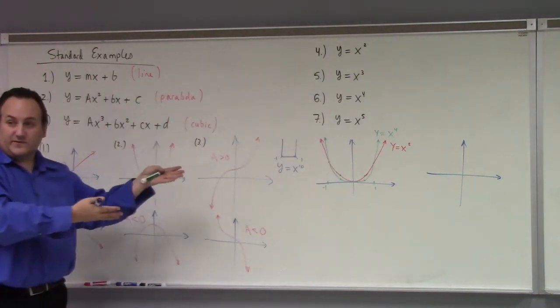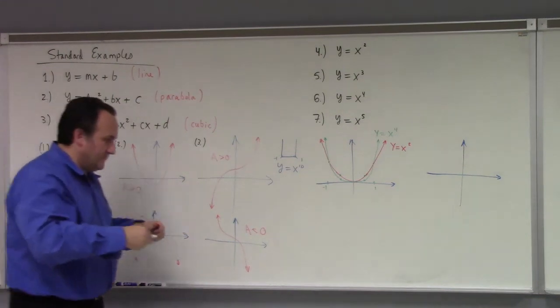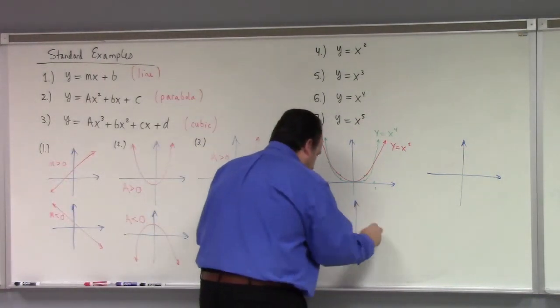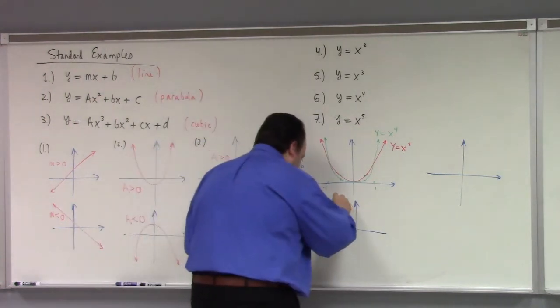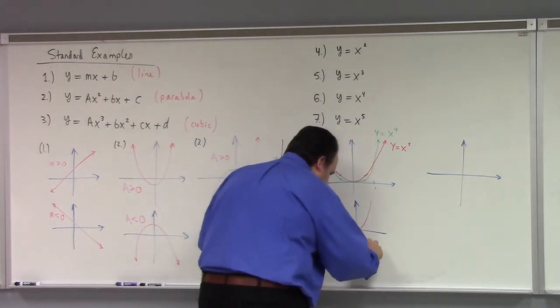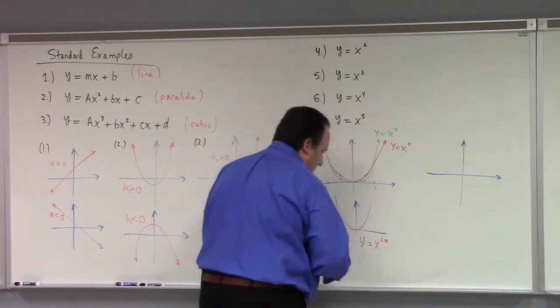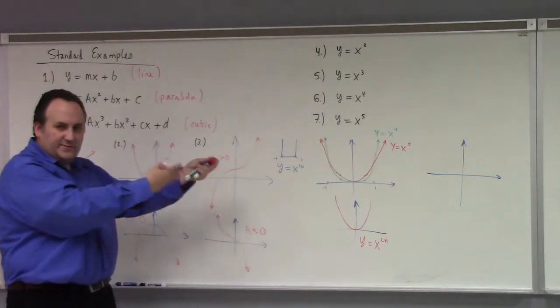Anyway, those are even powers. So grossly speaking, the big picture here is that if I have x to an even power, it looks basically like this. This is y equals x to the 2n. Any even power, roughly speaking, looks like that.